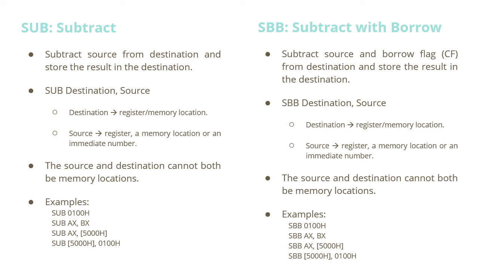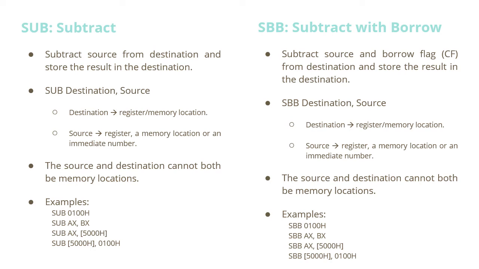The format of this instruction is SBB destination, source, where the destination can be a register or a memory location and the source can be a register, a memory location or an immediate number. The source and the destination cannot both be memory locations. So the examples of this SBB instruction are given here, which is SBB 0100H.